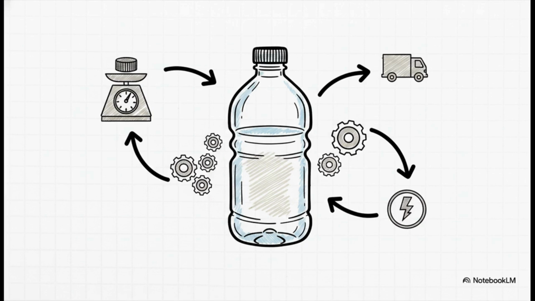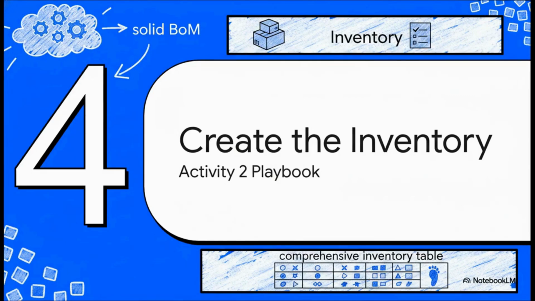Well, if your functional unit is 1 liter of bottled water, then literally all the data, the cap mass, the bottle mass, the transport distance, the electricity used, all of it must relate back to that exact reference flow. You have to check your units meticulously and document your assumptions so everything aligns perfectly. Don't skip this step. Moving right along to Section 4.